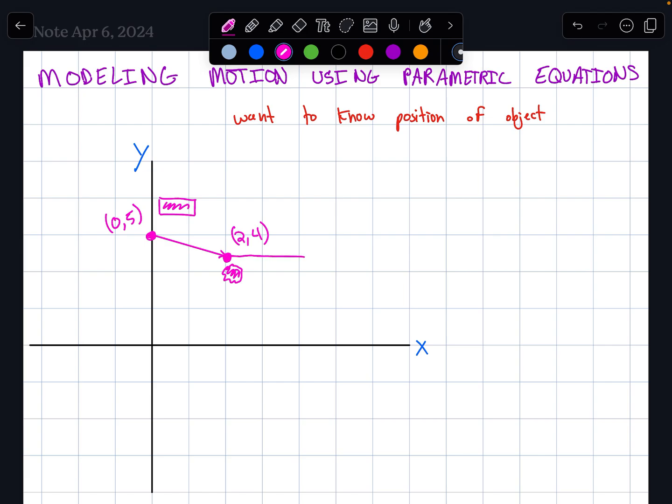Sometime later, they walk to a new position. Let's say that position is 5, 4. Maybe they're looking at the wall and there's another piece of art on the wall. And then let's say after some time they walk to another piece of art and take a look. And let's say that that's at the position 5, 1.